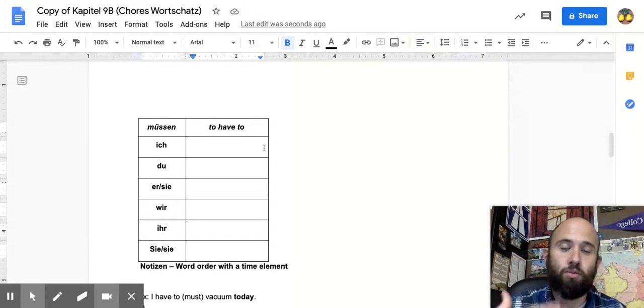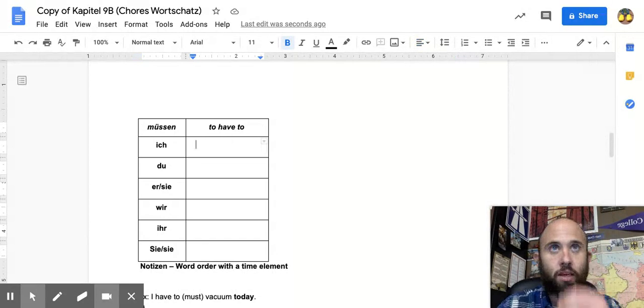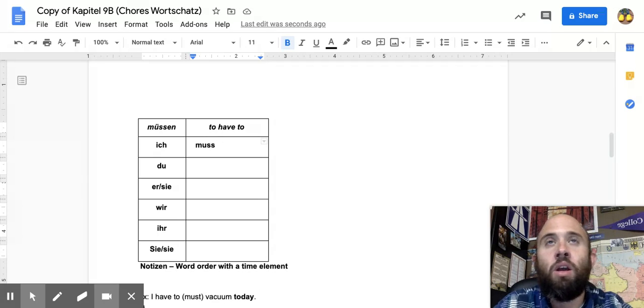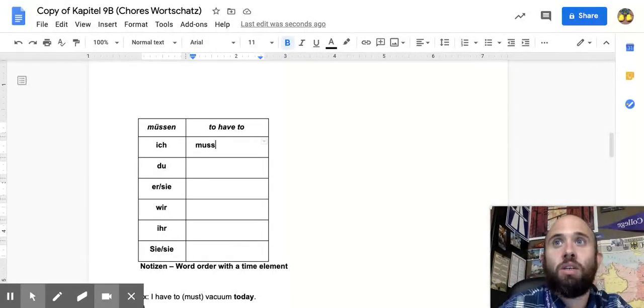Müssen's a modal verb, and we were talking about modal verbs back in February and March. Things that you must do. Ich muss mein Bett machen. And listen to the difference there. Ich mache mein Bett. I make the bed. Notice what I conjugate. Machen. Ich mache das Bett. But if I'm going to say I must make the bed, ich muss das Bett machen. Machen goes all the way to the end.